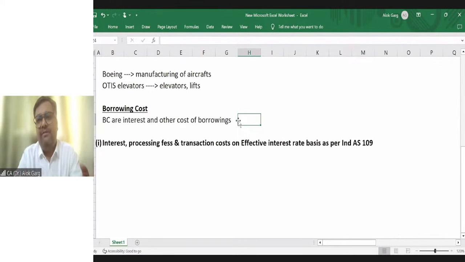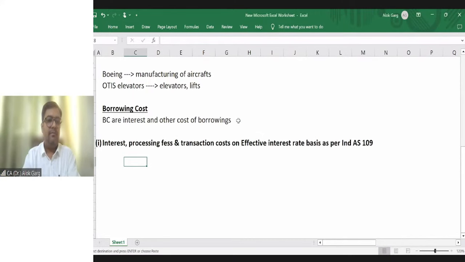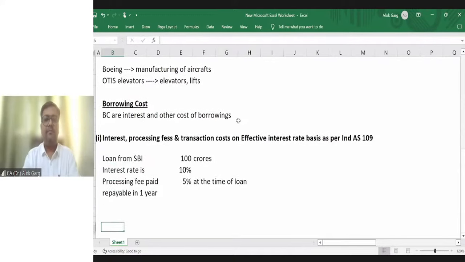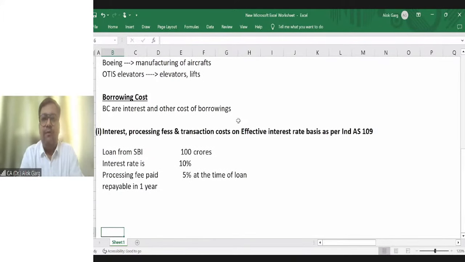Sir, what is meant by effective interest rate? Let me tell you. Let's say a company has taken a loan from State Bank of India for 100 crore. Interest rate is 10%. Processing fee paid is 5% at the time of loan, and the loan is repayable in 1 year.